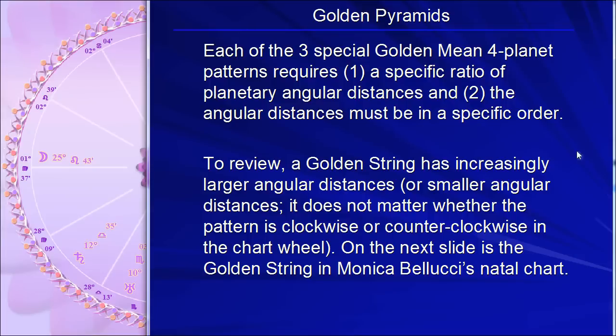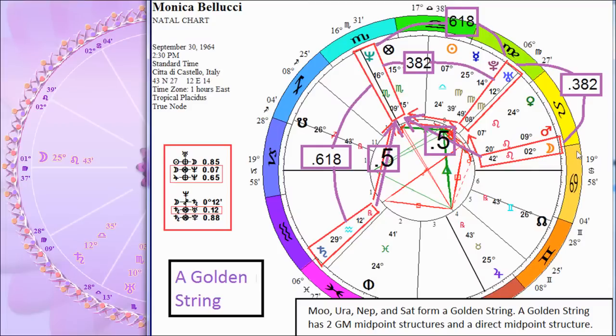Let's review what the golden string is. The golden string has increasingly larger angular distances in either a clockwise or counterclockwise direction. And here's the example of a golden string that I showed in the 3rd video in this series in the chart of actress Monica Bellucci. Her moon, Uranus, Neptune, and Saturn form a golden string.